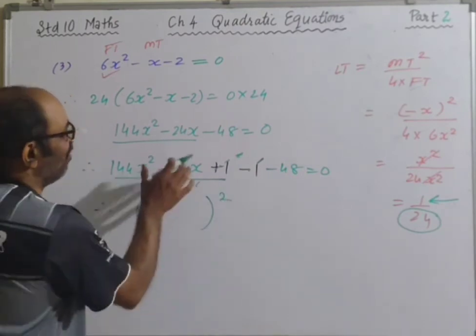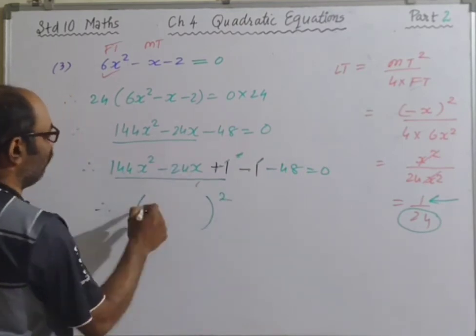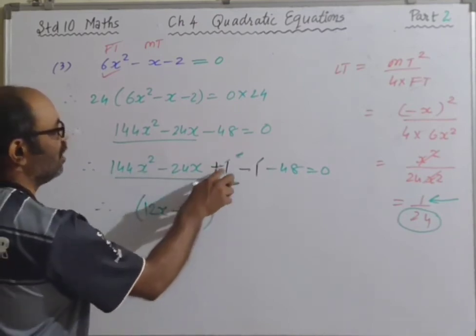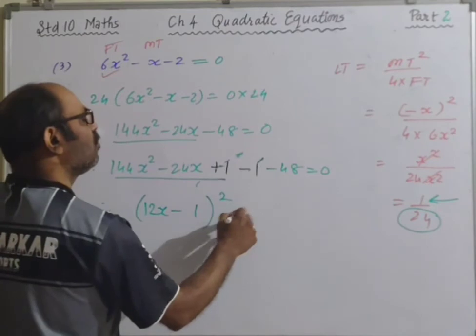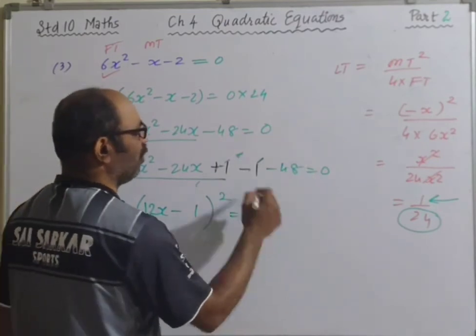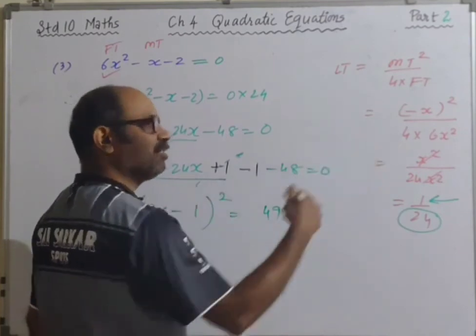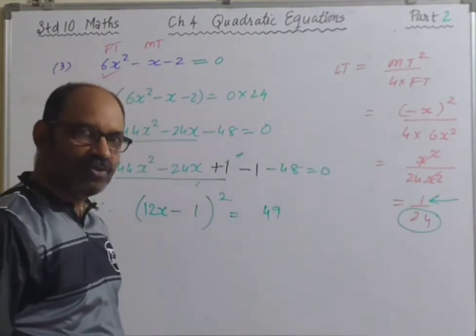So we completed a perfect square trinomial. Square root of 144, 12. Square root of x square, x. Sign of the middle term, minus. Square root of 1, 1. Take this to the other side: plus 49, both become plus, plus 48 plus 1, that is 49, and that is a perfect square.